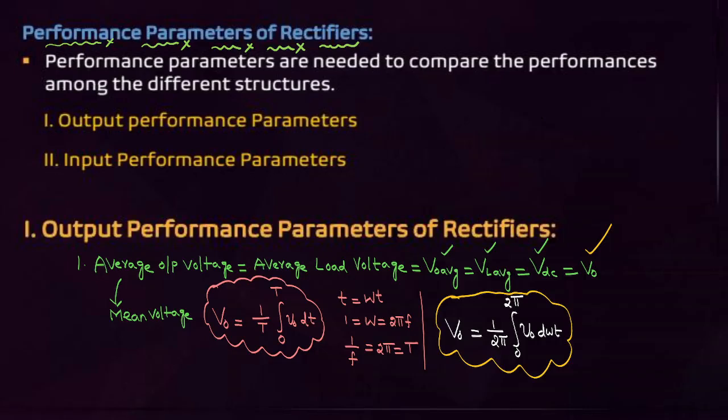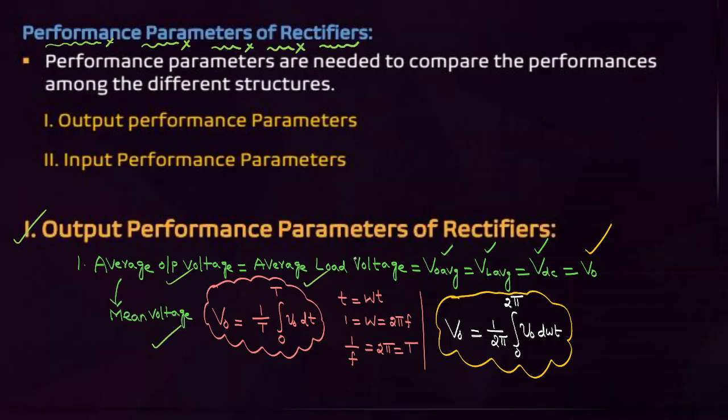Don't neglect ripple frequency; there is a formula, and questions have already appeared in GATE. With respect to input performance parameters, input power factor and displacement factor, those two formulas have repeated questions in the GATE exam. First, I am going to explain the output performance parameters. One parameter is the average output voltage, also called the mean voltage.